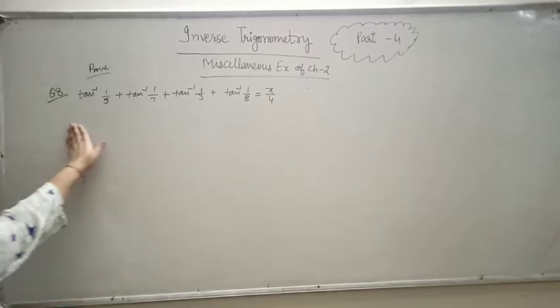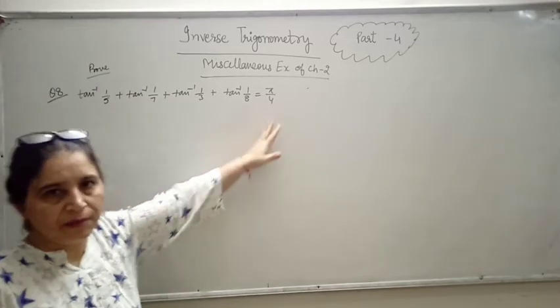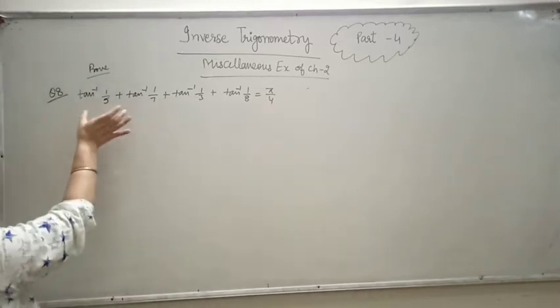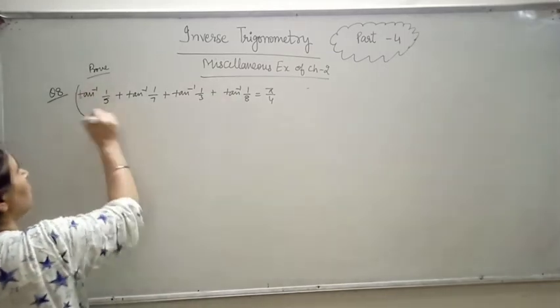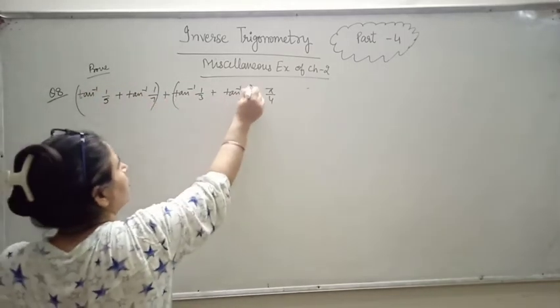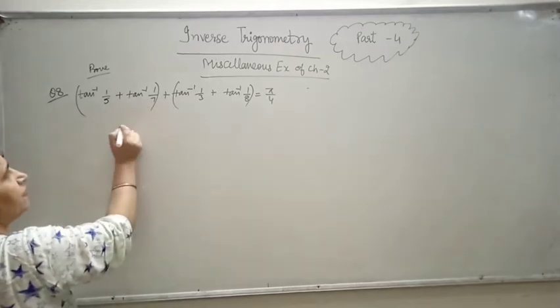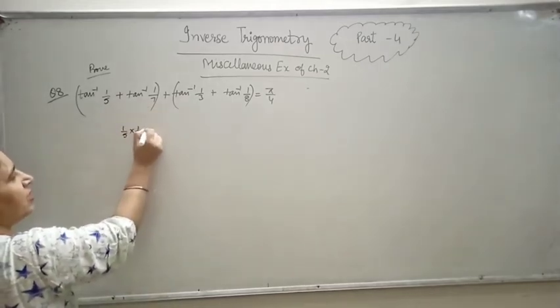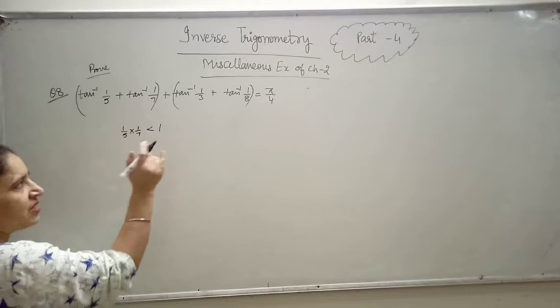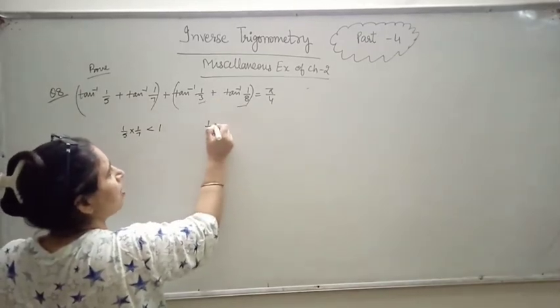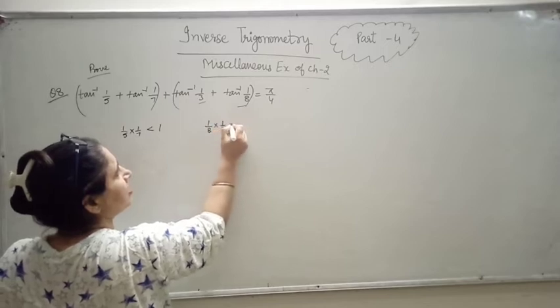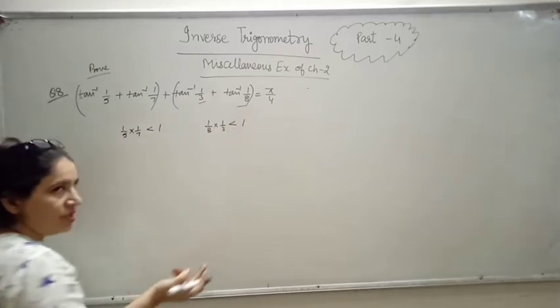In question number 8, you are to prove that this is equal to pi by 4. So you can see this tan inverse this plus tan inverse this plus tan inverse this. So I am taking two of them separately and the other two separately. Now here 1 by 5 into 1 by 7, that is less than 1, 1 by 35 is less than 1. And in this, 1 by 3 and 1 by 8, that is also less than 1, 1 by 24 is also less than 1.